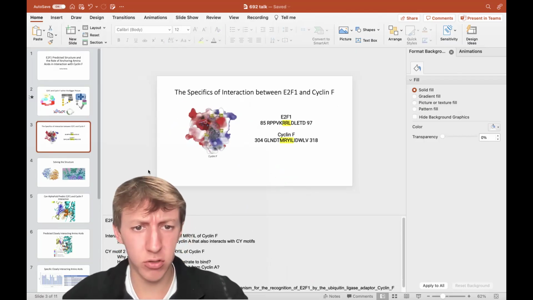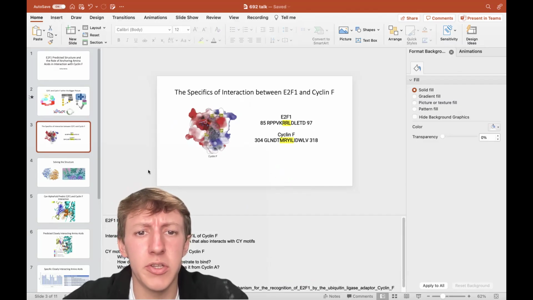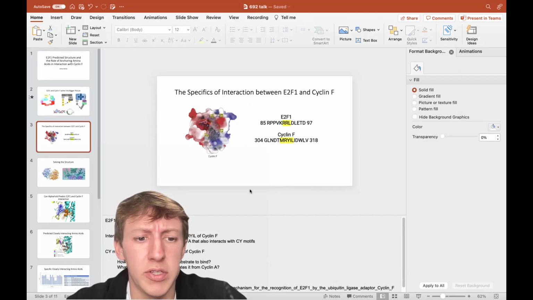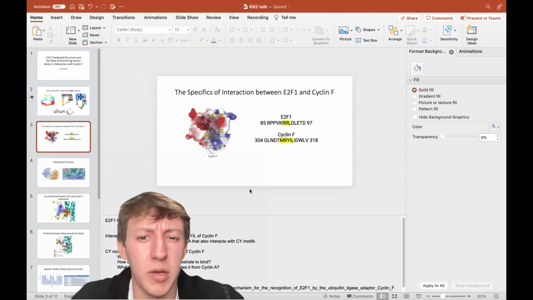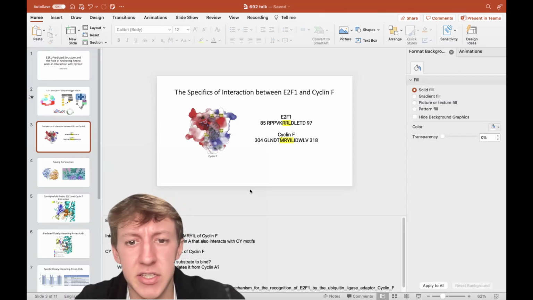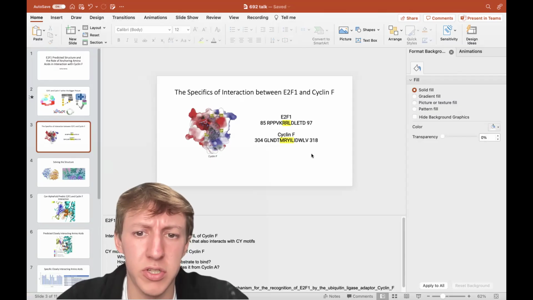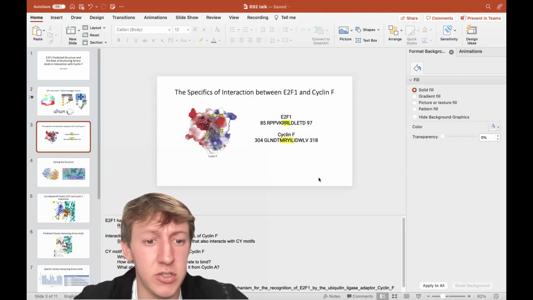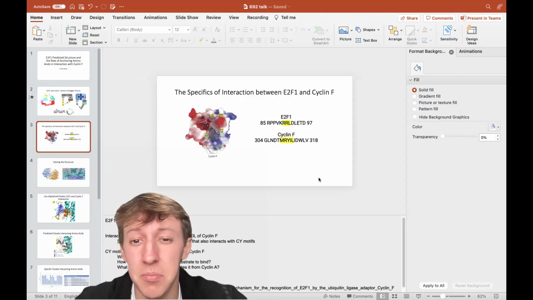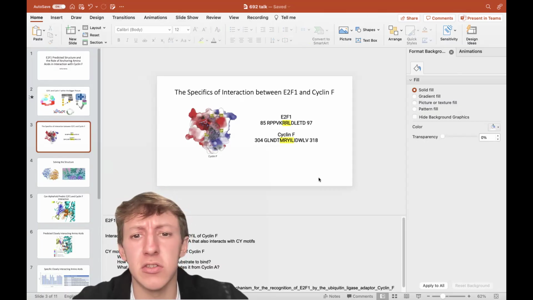Now I just want to take the time to look a little deeper into the specifics of the interaction between E2F1 and cyclin F. E2F1 is known to have what is called a Cy motif, and the specific Cy motif known to interact with cyclin F lies between amino acids 85 and 97 in the primary sequence of the protein. A Cy motif is just three amino acids. The first one is an arginine, the second one can be any amino acid, and the third one is a leucine.